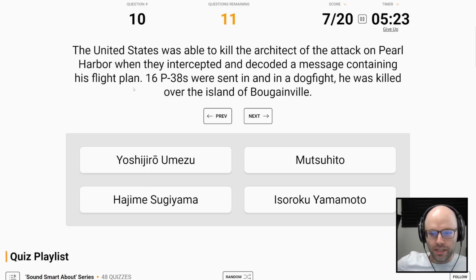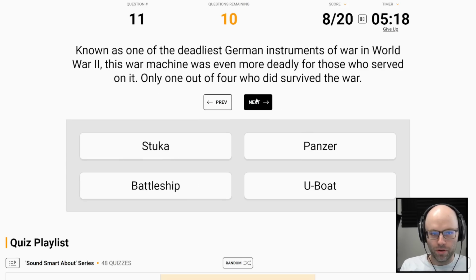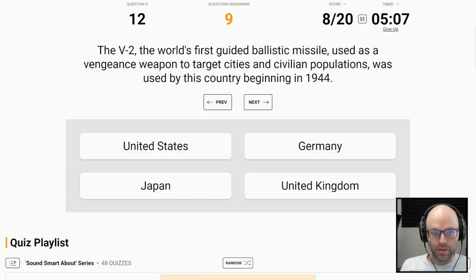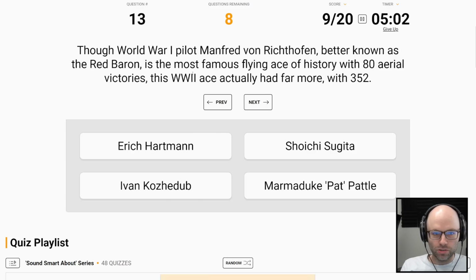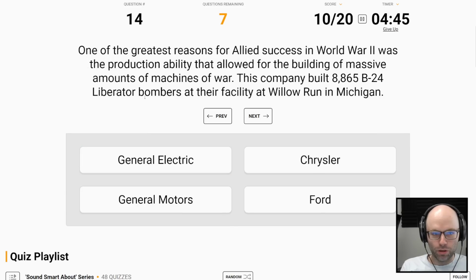United States were able to kill the architect of the attack on Pearl Harbor. That would be Yamamoto then. Deadliest German instruments of war in World War II. I'm going to say it's the Panzers. It's the U-boats. Okay. The V-2 was used by Germany. Okay, I know this. This World War II ace had far more kills than the Red Baron. I have no idea. I'm going to assume it's Eric Hartman from South Park.